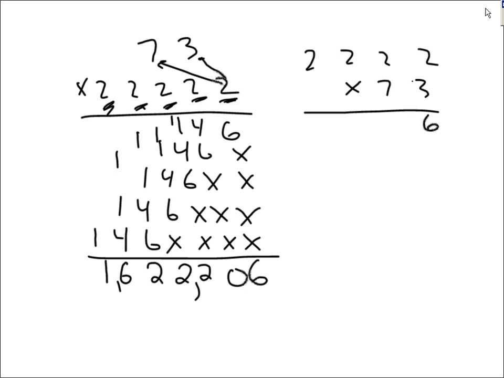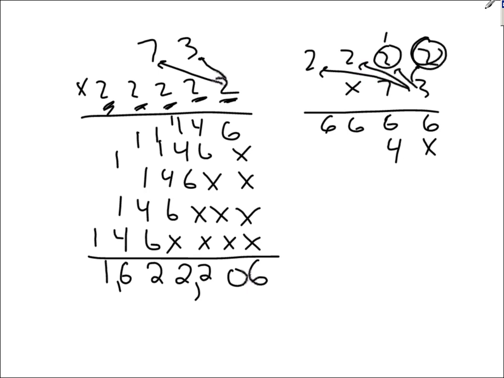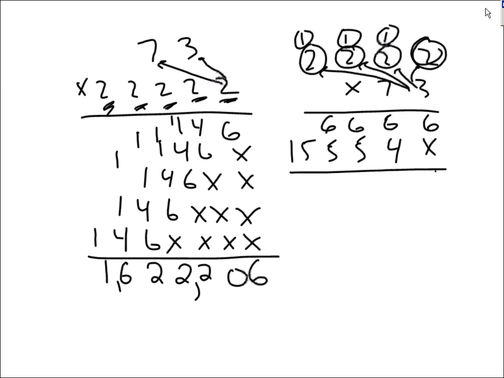It wouldn't have been disastrous if you did it the other way. 3 times 2 is 6, 3 times 2 is 6, 3 times 2 is 6. Who knows? Maybe that was the way to do it. Now, 7 and then 1. 7 times 2 is 14. 7 times 2 is 14 plus 1 is 15. Carry the 1. 7 times 2 is 14 plus 1 is 15. 6, 10, 12, 12, 6, 1.